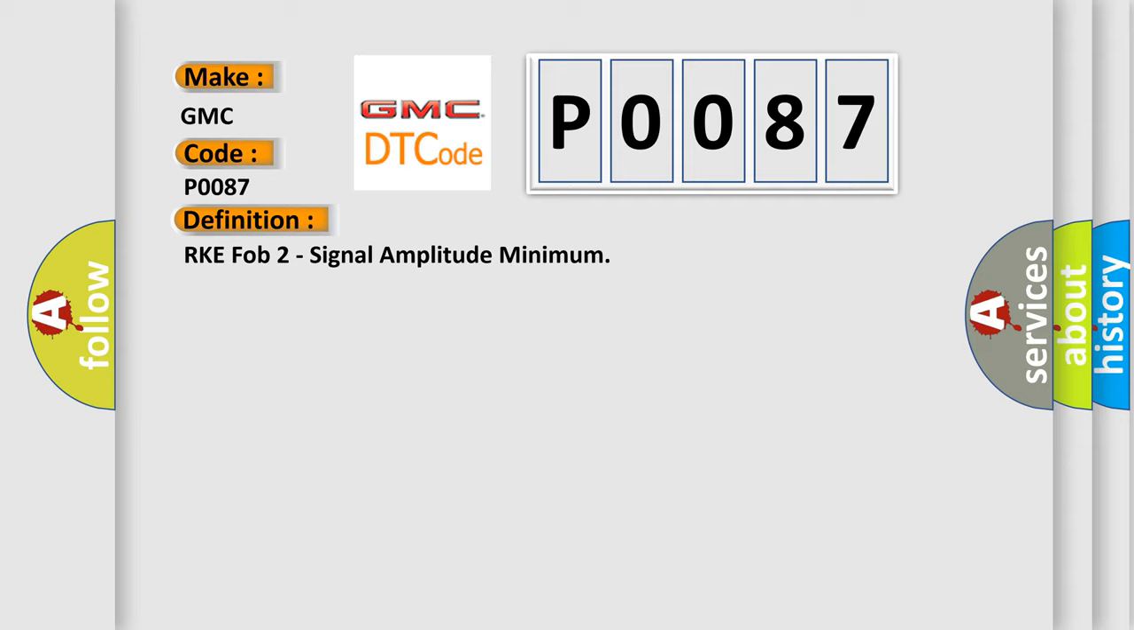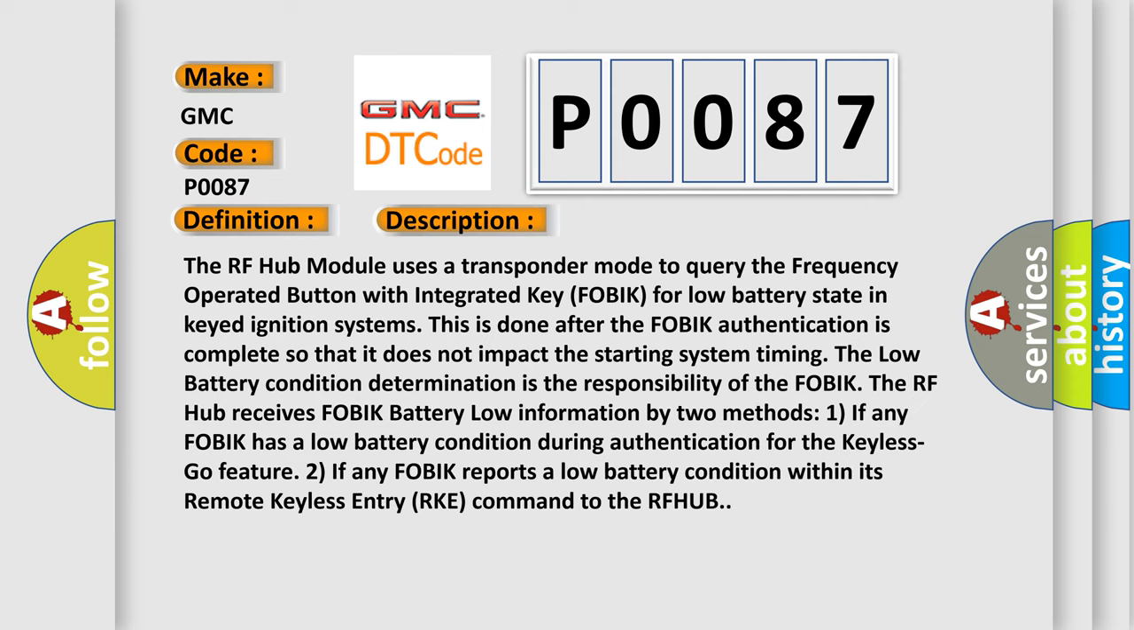And now this is a short description of this DTC code. The RFHUB module uses a transponder mode to query the frequency operated button with integrated key FOBIK for low battery state in keyed ignition systems. This is done after the FOBIK authentication is complete so that it does not impact the starting system timing. The low battery condition determination is the responsibility of the FOBIK. The RFHUB receives FOBIK battery low information by two methods: one, if any FOBIK has a low battery condition during authentication for the keyless go feature; two, if any FOBIK reports a low battery condition within its remote keyless entry RKE command to the RFHUB.